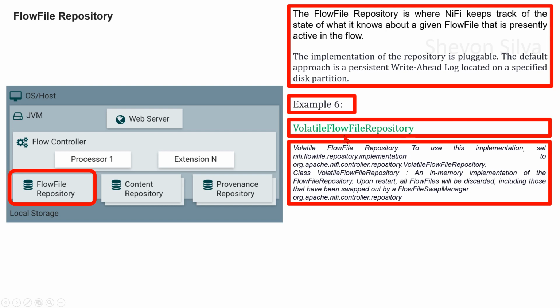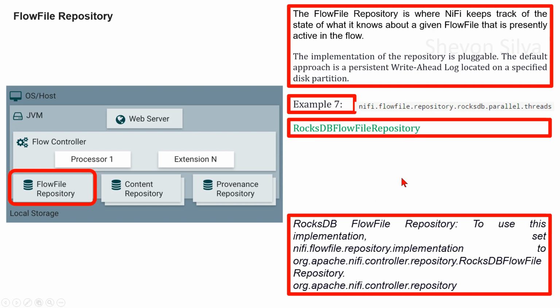The volatile FlowFile repository stores FlowFiles in memory instead of on disk. It will result in data loss in the event of power or machine failure or restart of NiFi. To use this implementation, set nifi.flowfile.repository.implementation to org.apache.nifi.controller.repository.VolatileFlowFileRepository.